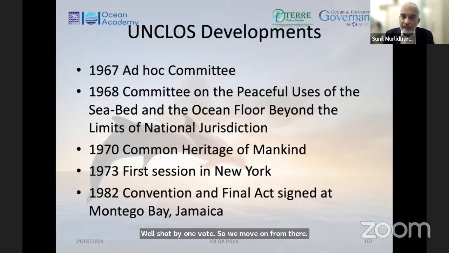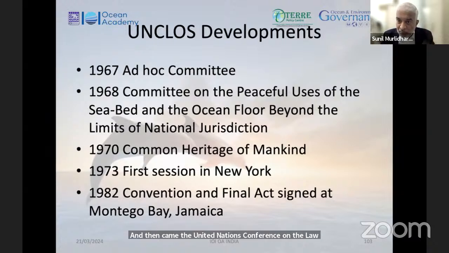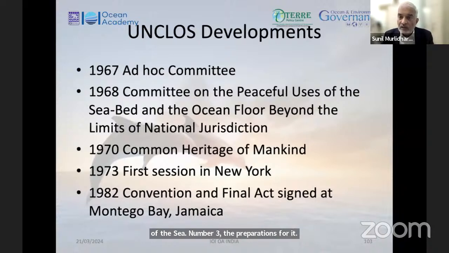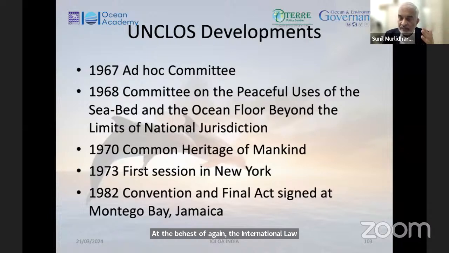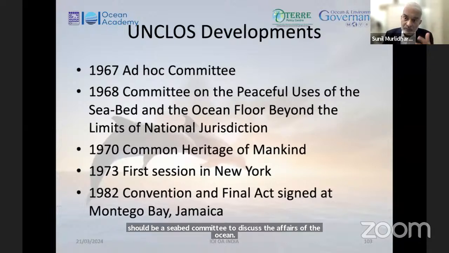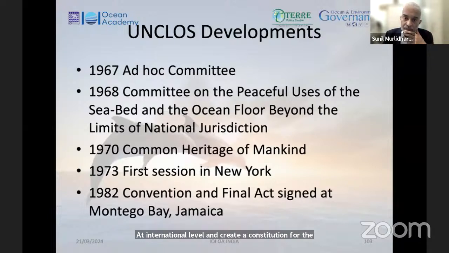And then came the United Nations Conference on the Law of the Sea, number 3, the preparations for it. So in 1967, an ad hoc committee, or what was called the seabed committee, was established for the first time at the behest of, again, the International Law Commission. The International Law Commission suggested that there should be a seabed committee to discuss the affairs of the ocean at international level and create a constitution for the ocean of some sort.